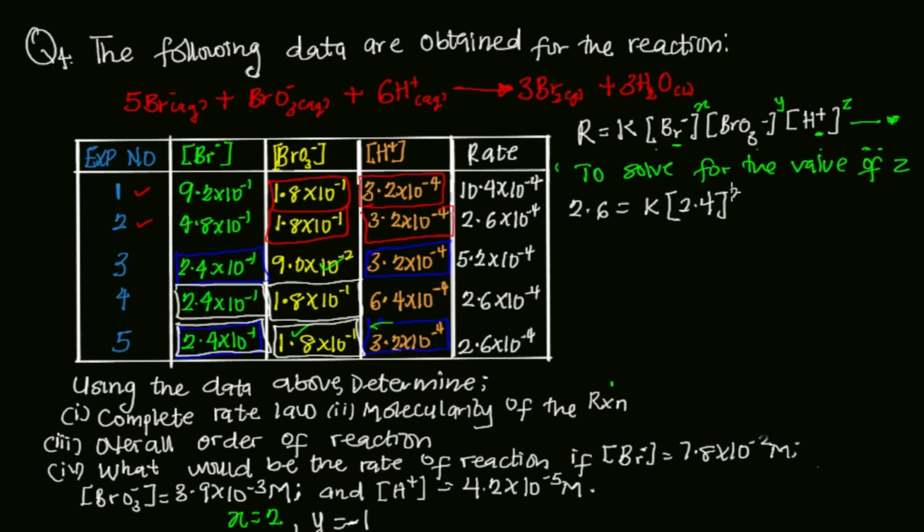So raised to the power of X. Then here I'm going to have 1.8 as well, raised to the power of Y. Then followed by 6.4. So this is raised to the power of Z. So I'm calling this equation 1.